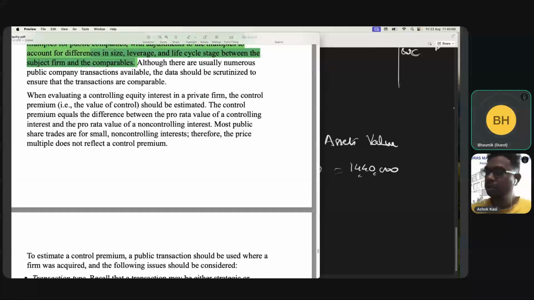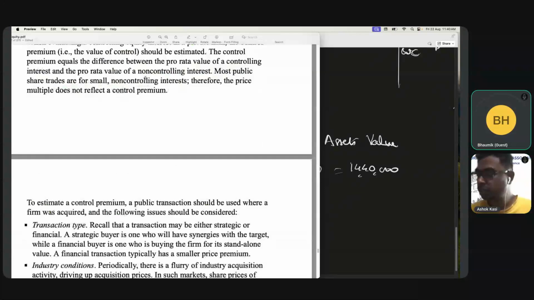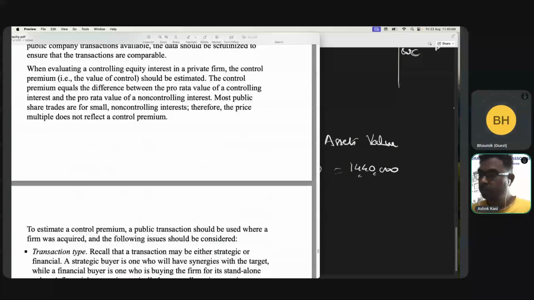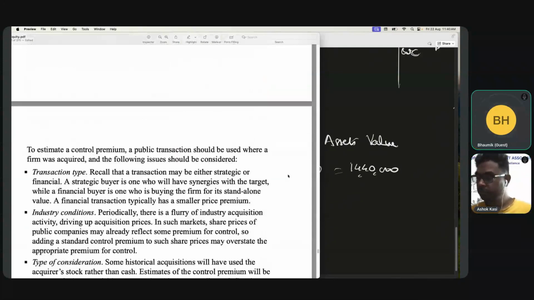Now all these are highly subjective. Differences in size, leverage, all this, it's a negotiation finally. How will we adjust the company on the basis of the life cycle? That's why it becomes a little subjective. What is the tailwind of the company? What is the growth rate of the company? What is the future scope of the company? What is the cash flow that it is already generating?